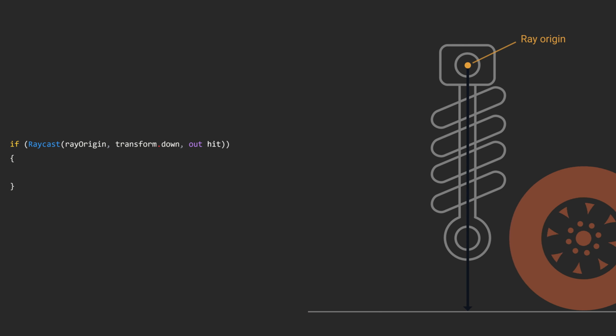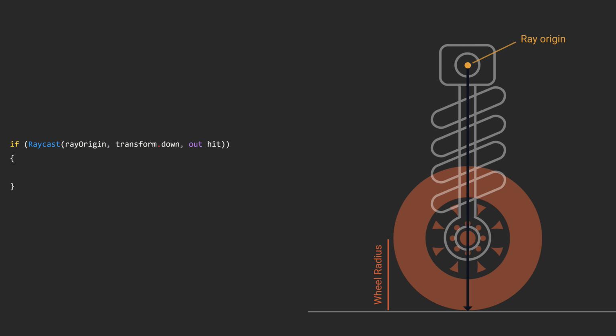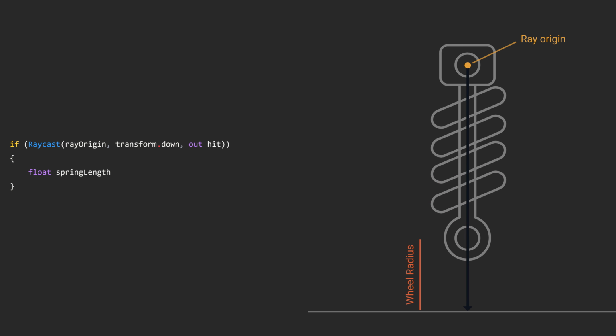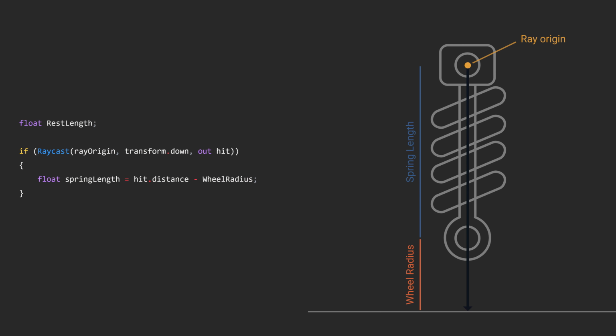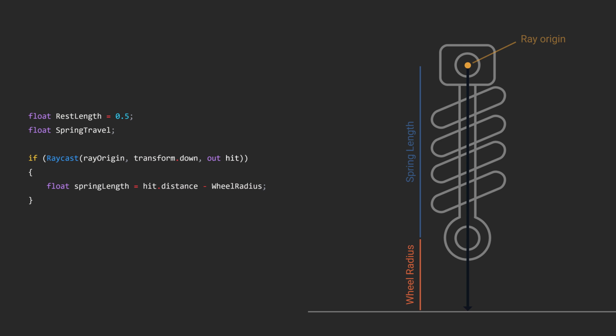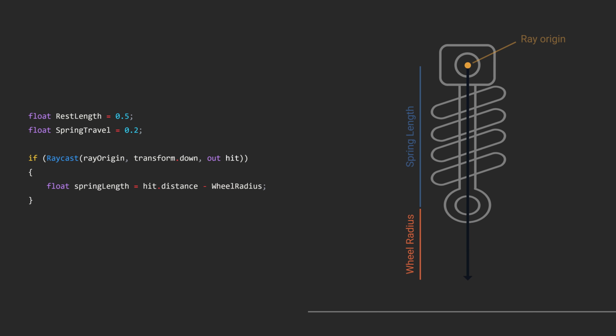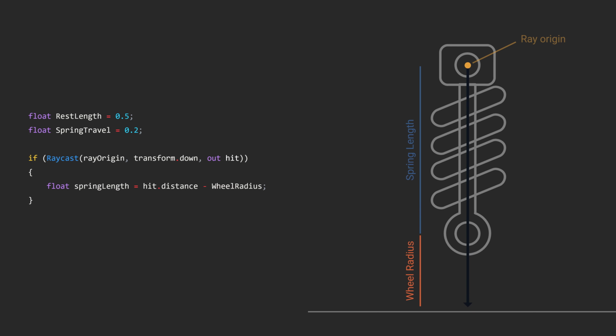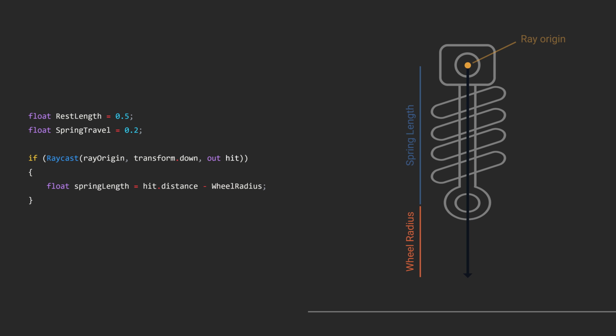We will also need to know what the radius is of the wheels of our car. By then measuring the length of the ray and subtracting it by the wheel radius, we get the length of our spring. I am also going to introduce two new values, our rest length and the spring travel. It's actually really simple. The rest length represents the length of the spring in its neutral state, which is when the spring is neither extended nor compressed. The spring travel then defines how much a spring is allowed to compress or extend.